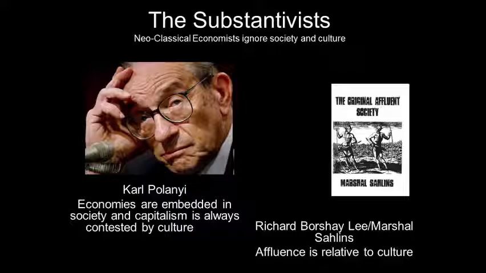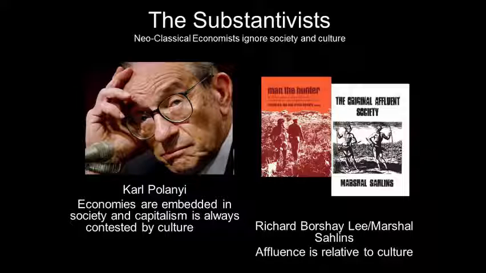Richard Borshay Lee, whom we talked about in the last lecture, studied the Dobe of Africa and found that they don't work as much as we thought they would, and that affluence is not the same as what we think of as affluence. Marshall Sahlins wrote the original Affluent Society in the 1950s, and it talks about how affluence is different in every culture. It's not necessarily the accumulation of wealth per se. You could be considered, quote, rich and not be what we would consider wealthy. You may not be hoarding resources. And Man the Hunter was the book that Borshay Lee wrote that we talked about in the last lecture.